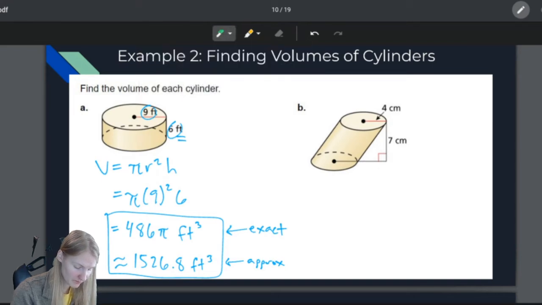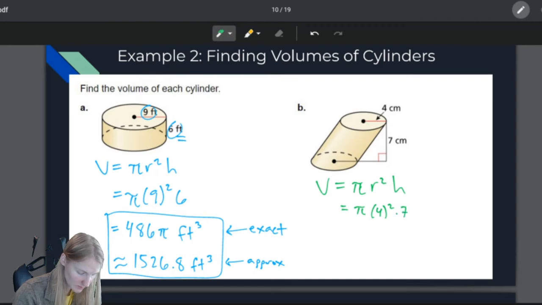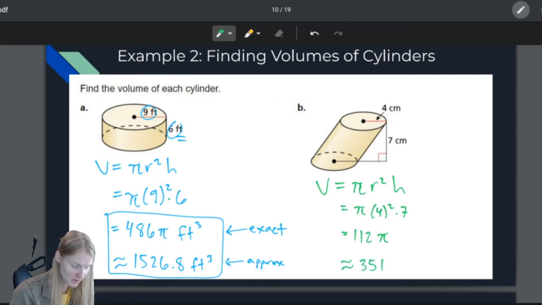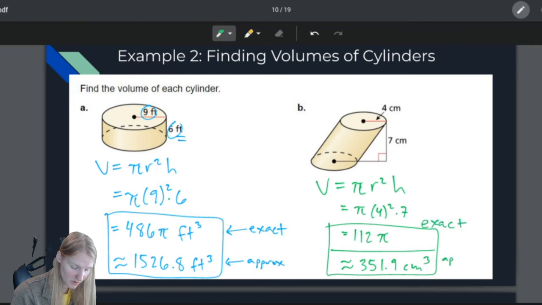Okay, next problem. Volume equals pi r squared h. Pi times 4 squared times 7. So again, let's keep it in exact form. So 4 squared is 16 times 7. This is 112 pi. And if I multiply 112 times pi, we get approximately 351.9 centimeters cubed, because volume is three-dimensional. So again, both of these are correct. This is just your exact versus your approximate. And yeah, there you go. That easy. Remember these.